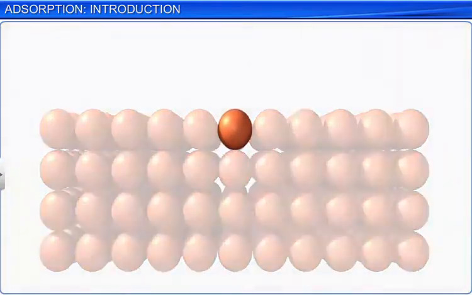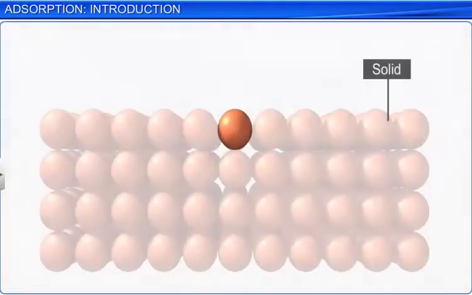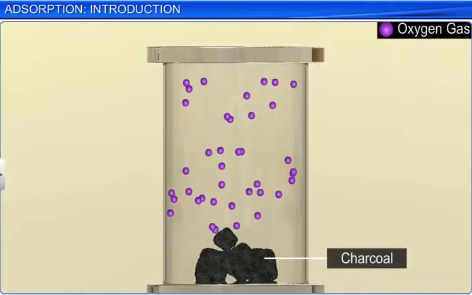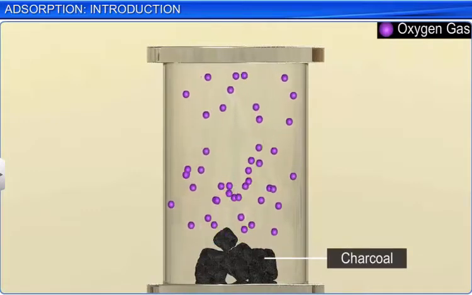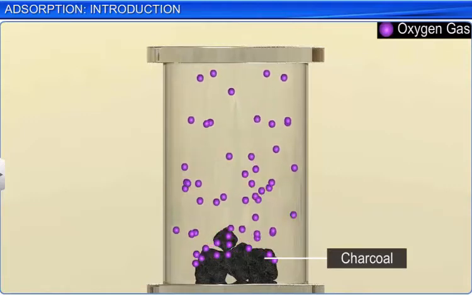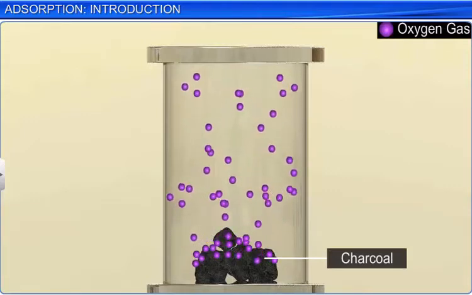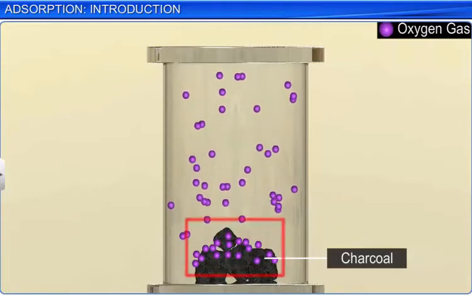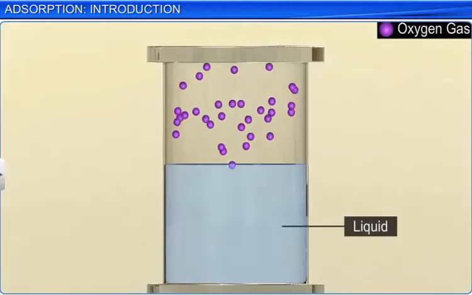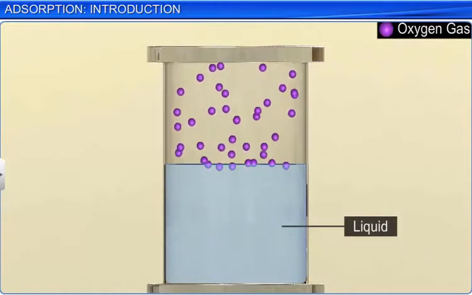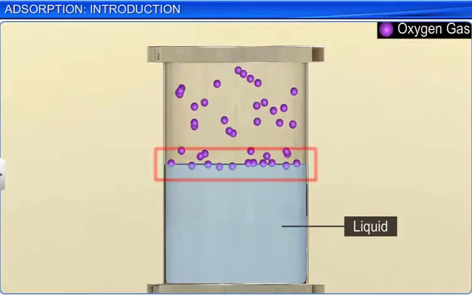Similar inward forces of attraction exist at the surface of solids. If you put solid charcoal in a closed vessel containing oxygen, you observe that oxygen molecules are attracted to the solid surface of charcoal. As a result, the concentration of the gas on the surface of the solid increases. The same reaction occurs if a liquid is put into a closed vessel containing gas. The gas molecules will accumulate on the surface of the liquid.